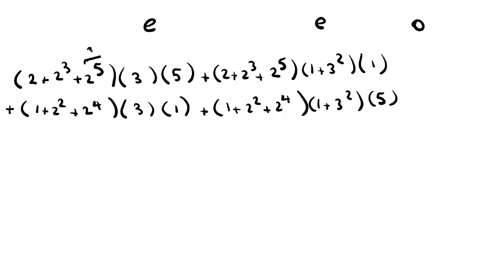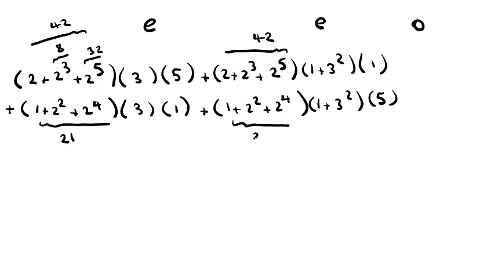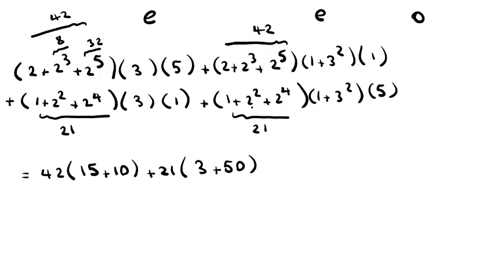Here it is what? It is 32. Here it is what? It is 8. So it will be 42. Here it will be 42. Here it will be what? 16 plus 4, 20, 21. Here it will be 21. If we factor out 42 here, it will be 5 times 3, 15, plus 9 plus 1, 10, plus 21 times 3 here, plus 9 plus 1, 10, 10 plus 5, 10 times 5, 50.